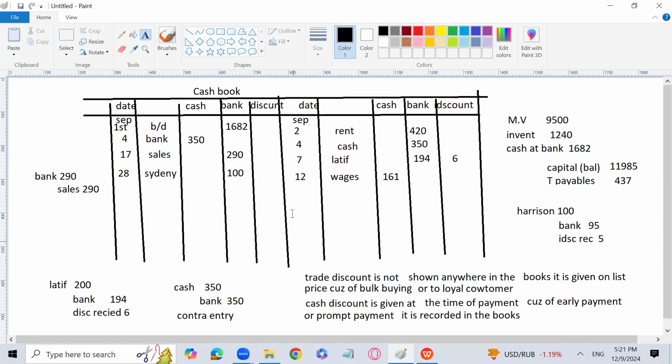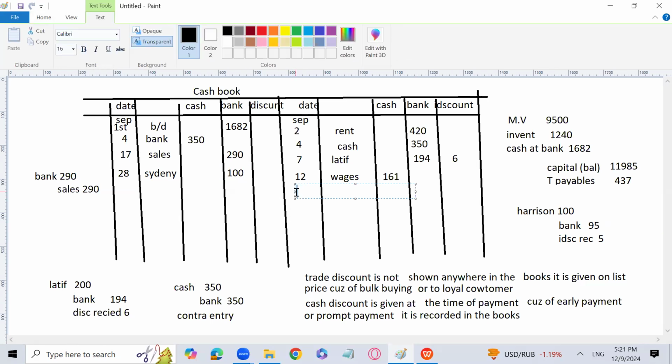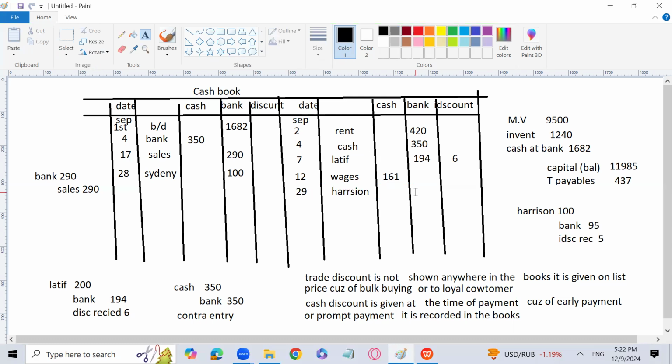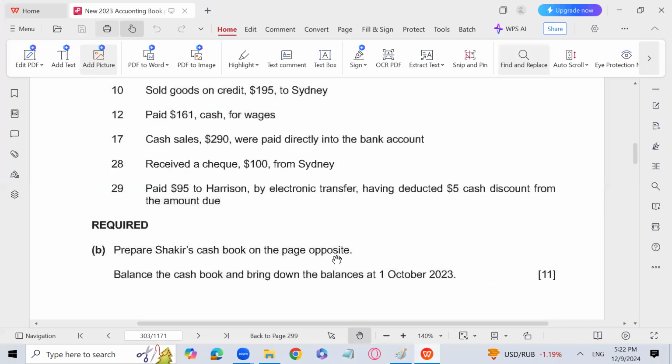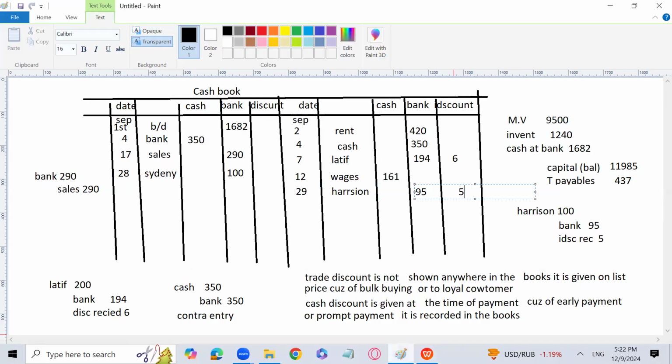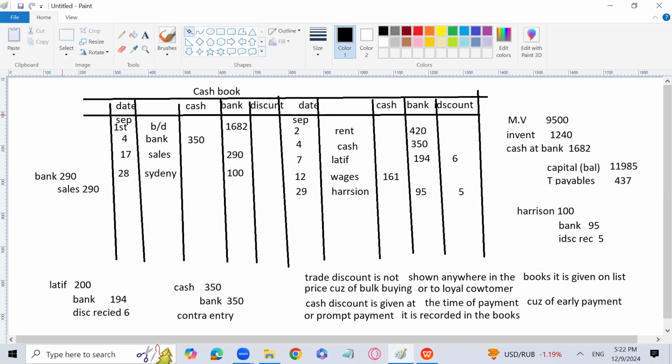But here, on the 29th, the name of Harrison will come, and bank will be credited by 95. Discount received is going to be credited by 5. So this is how we have passed the entry. Bank is credited by 95, and in the discount received column I will write the $5.